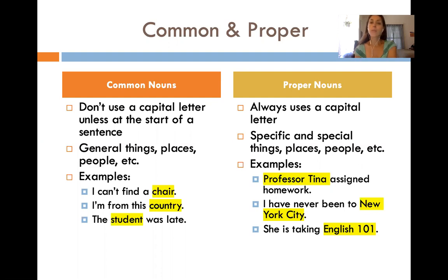The opposite are proper nouns. They always use a capital letter. We talk about specific and special things, places, and people. Professor Tina assigned homework. I've never been to New York City. She is taking English 101.